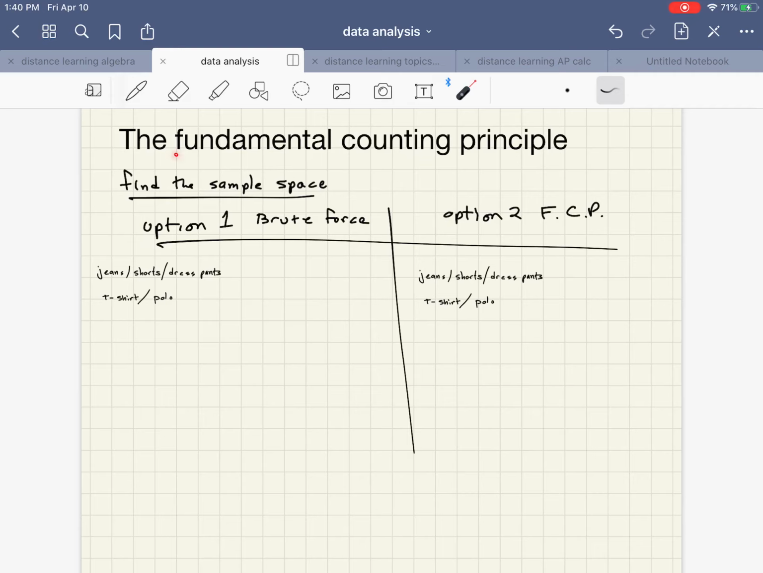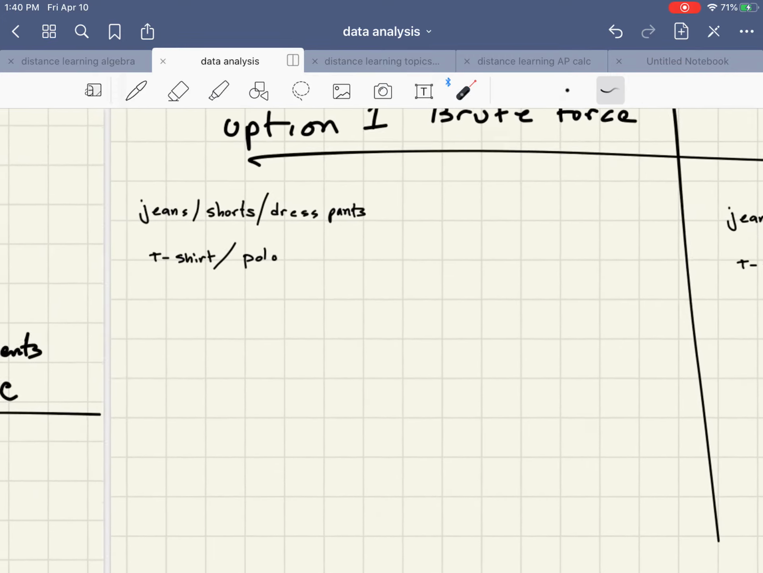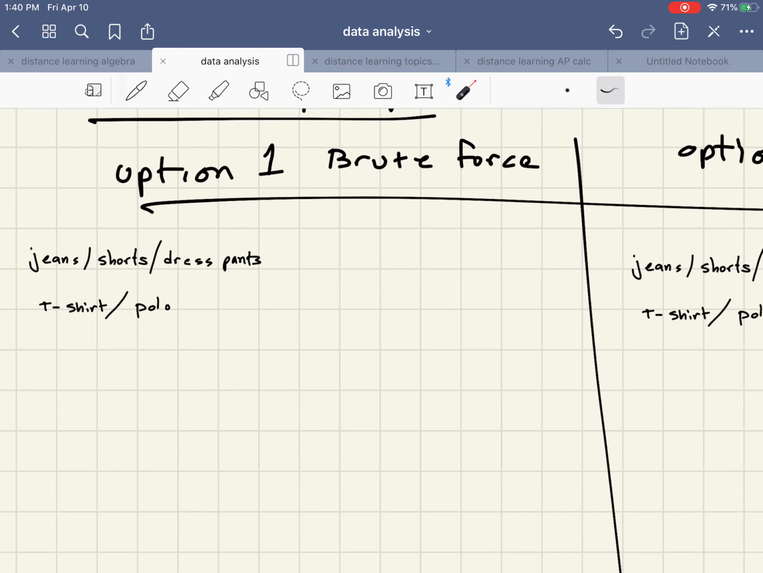This is a video on the fundamental counting principle. I've shortened that over here to FCP. So imagine a situation. We're going to go to brute force over here, the brute force method of finding the sample space. And again, omega is just a Greek letter.